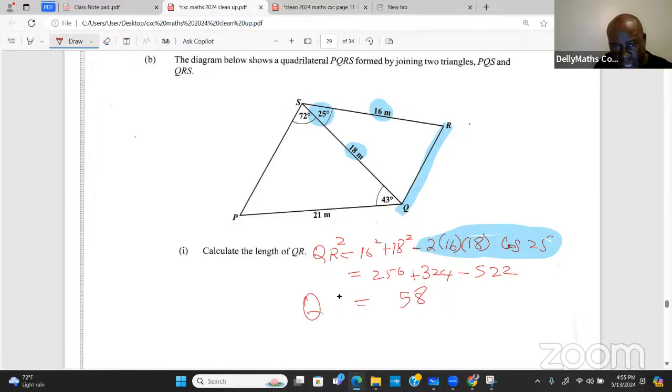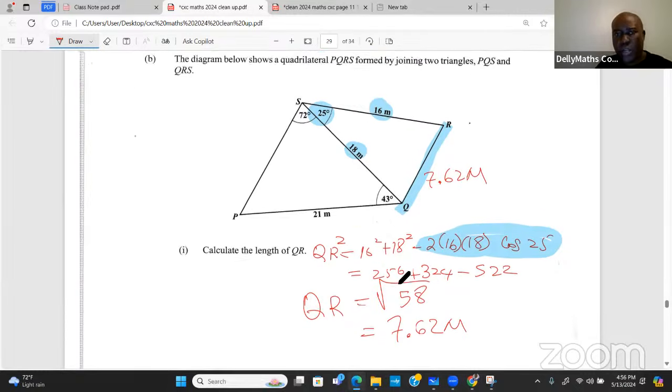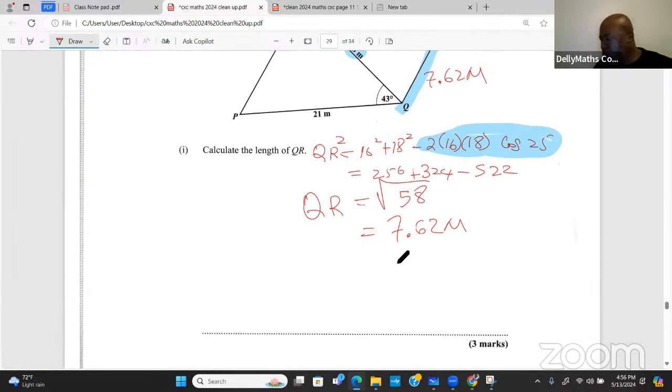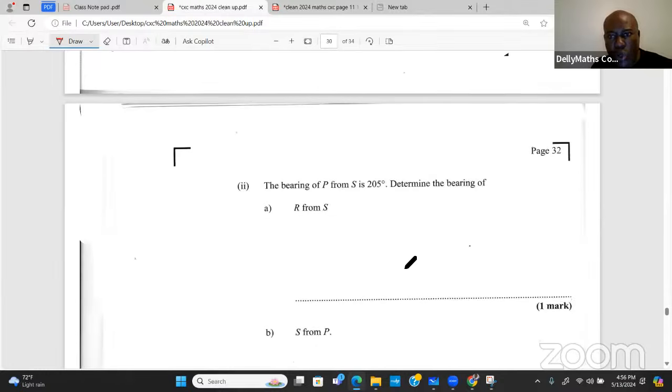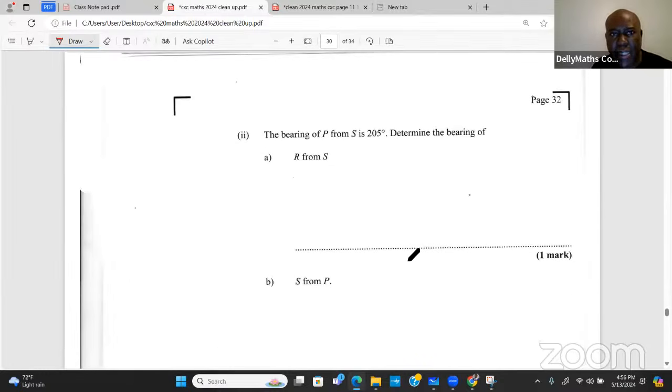And then for QR, I'm going to have to take the square root of 58. And that's going to give me about, let me take the square root, 7.62 meters. This distance is 7.62 meters. And we're done. So we employ the cosine rule right there. And we're good to go. Let us now jump on to the next question.